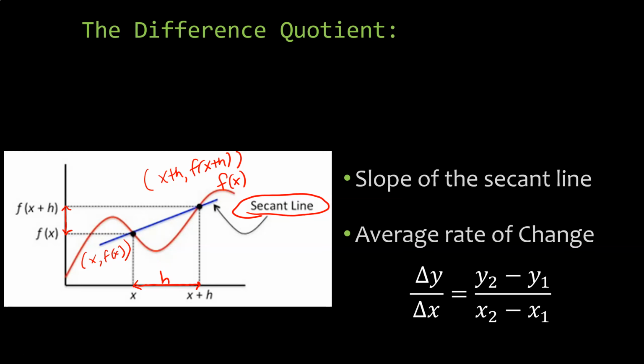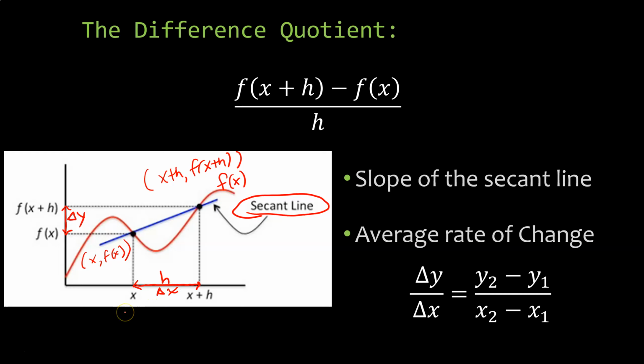So the difference quotient is defined as what we call the slope of the secant line, or the average rate of change. And that is f of x plus h minus f of x, that would be change in y, over h, and that would be our change in x. Now, why are we interested in the difference quotient? Because later in calculus, we are going to use this concept to find the slope of the tangent line, or the instantaneous rate of change.